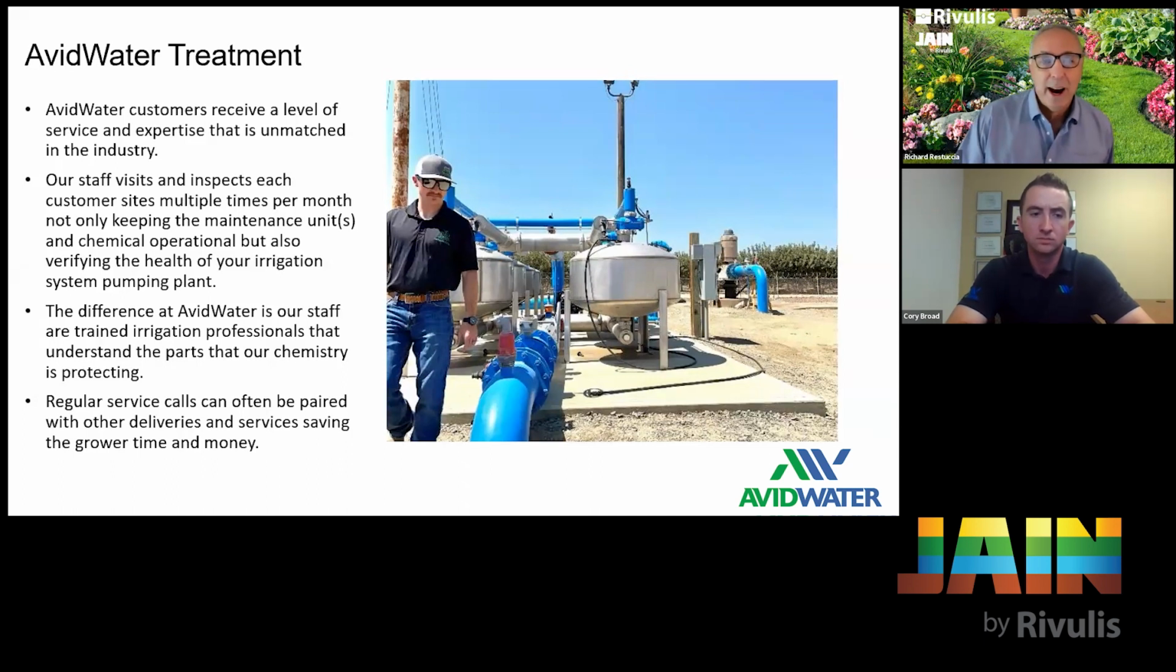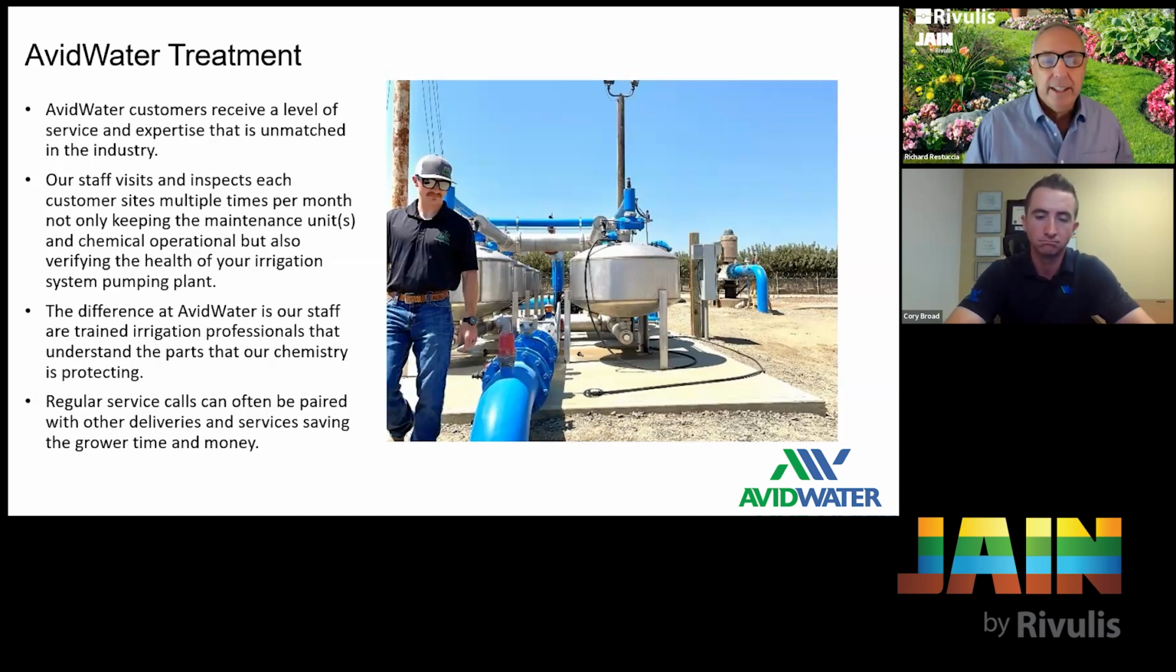What you just described is what we all want from our suppliers, and it's really great to see that you're doing that. So we have a question coming in, and this person's asking about the customer sites multiple times per month. What dictates that? Is it the size of the system? How do I know if somebody's going to come out one time, 4 times?